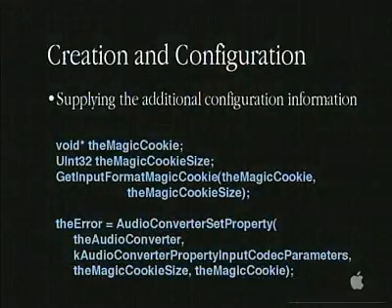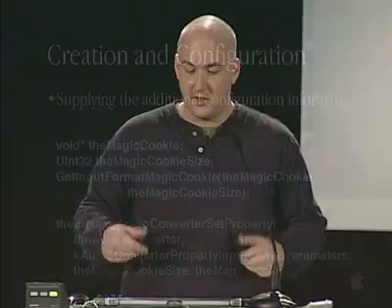Next, once you have the converter created, some formats of data, particularly encoded formats of data, require some external configuration information. In the API, we've called this the magic cookie, because the data is wholly private to the format and should under no circumstances be looked at by the application, because you won't understand it anyway. And the way you tell the converter about the magic cookie for the format you're encoding or decoding is quite simple. You just call AudioConverterSetProperty with the codec parameters property, and it'll just get handed off to the appropriate encoder or decoder depending on the task you have at hand.